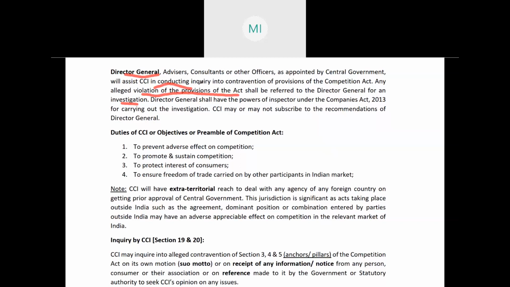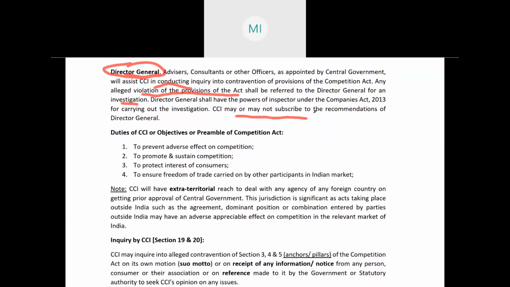And they will have the powers of an inspector under the Companies Act for carrying out that investigation. So remember, they will prepare an investigation and submit an investigation report to CCI. But CCI is not bound by the report submitted by the Director General. They may or may not subscribe to the recommendation of the Director General.